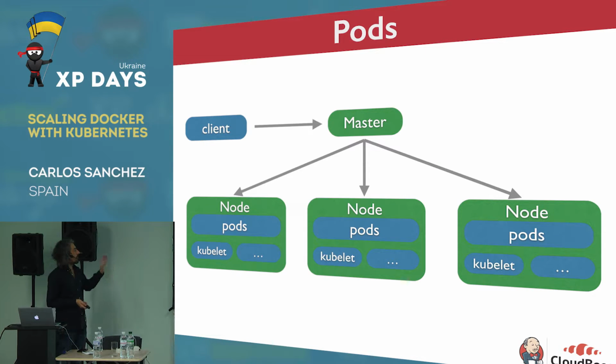So basically, your client talks to the Kubernetes master. You have three nodes here, and you have the Kubelet service running, and then Kubernetes will start the pods across the nodes, figuring out where to do it and how to do it.